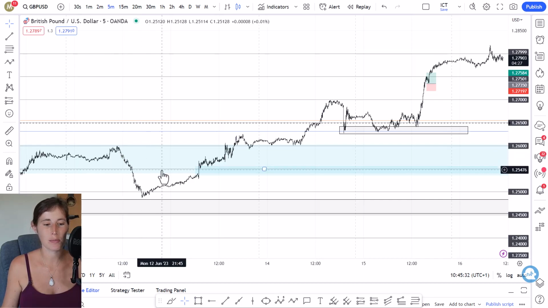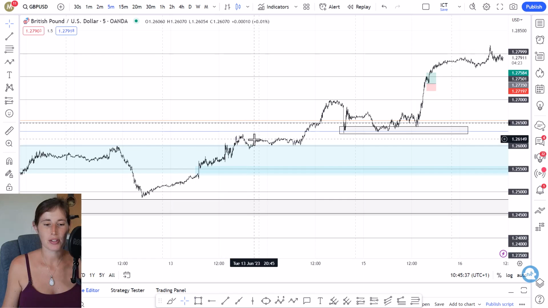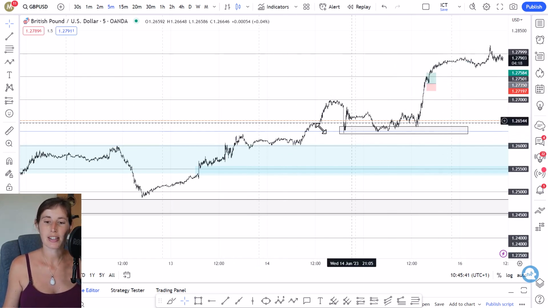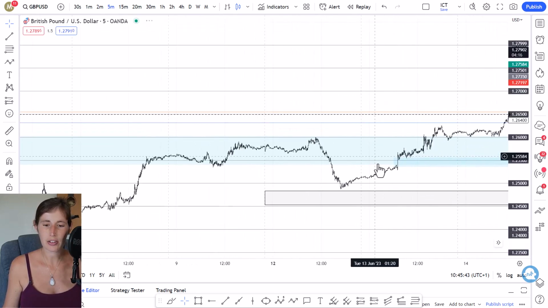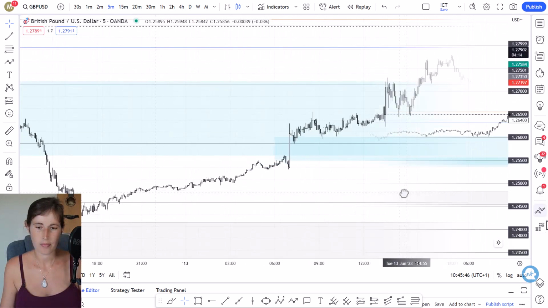So this is Monday's price action that dipped down to that Fibonacci level. Tuesday was where we started to get the rise, where I got my nice winning trade, and then Wednesday and Thursday, price continued to push higher. So let's have a little look at Tuesday's data first.